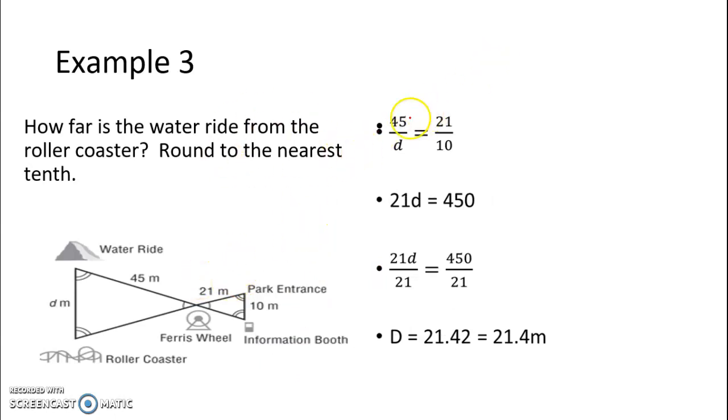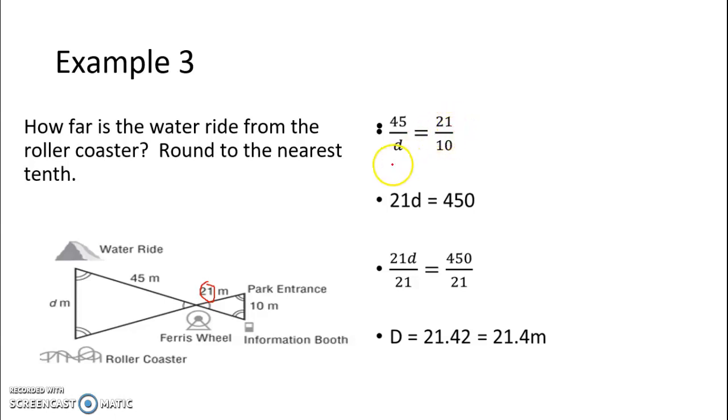Again, remember what we had. We had 45, and we said this 21 right here went with that, so they're going to go across from each other. So we have one distance here and one distance here. And then we have D, the distance between the roller coaster and the water ride. It's underneath 45 because it's connected in the same triangle. And then the 10 is in this other triangle, so it's going to go down here.